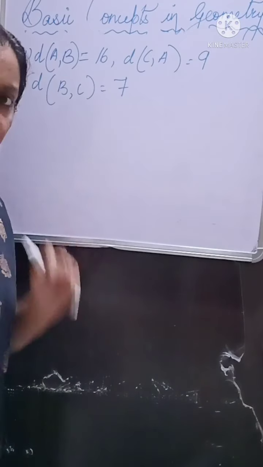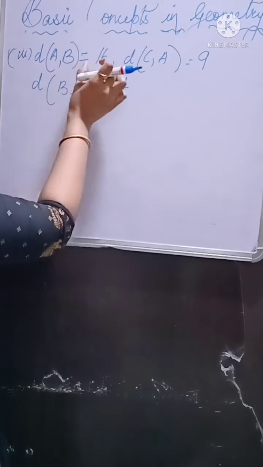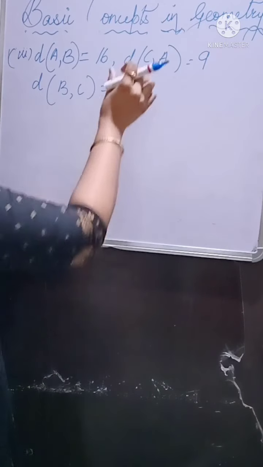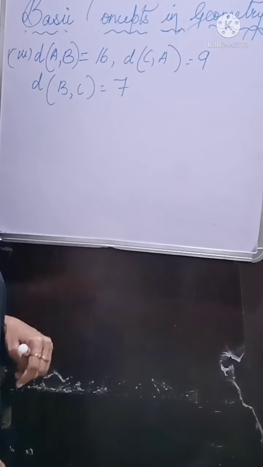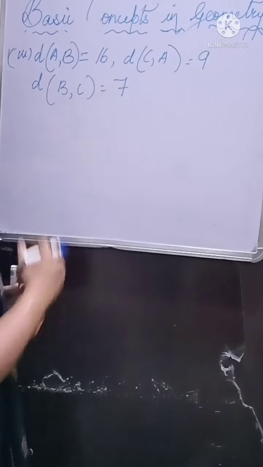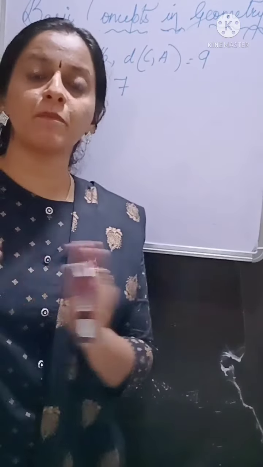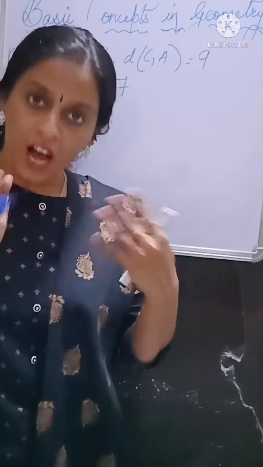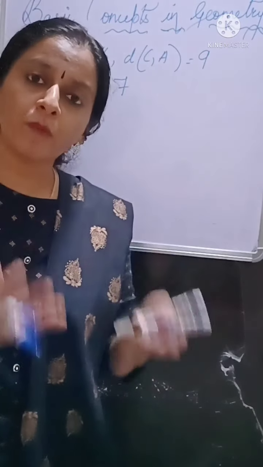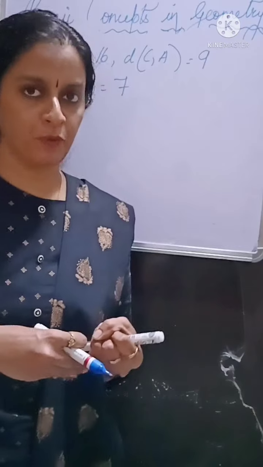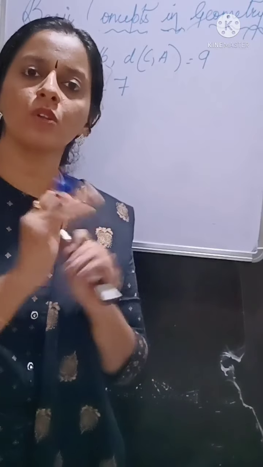Coming to the third sum. The third question is, distance between A and B is given as 16. Distance between C and A is given as 9. Distance between B and C is given as 7. They are asking us to find out which point is lying in between the other two, or whether the points are collinear. If the points are collinear, there will be betweenness. If they are not collinear, there is no betweenness.